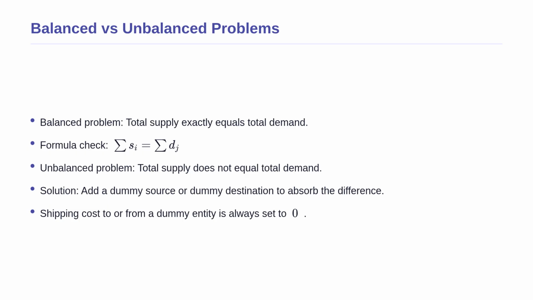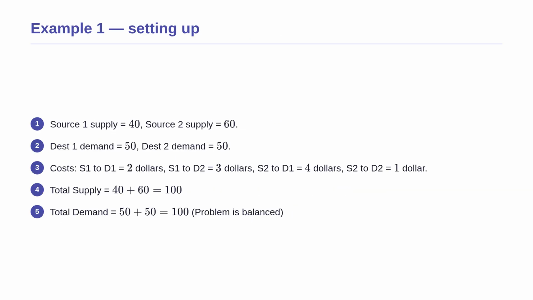To solve this, we artificially balance it by adding a dummy source or a dummy destination. Since these dummy items are not actually going anywhere, their shipping cost is always set to zero. Let us see this with a concrete example.